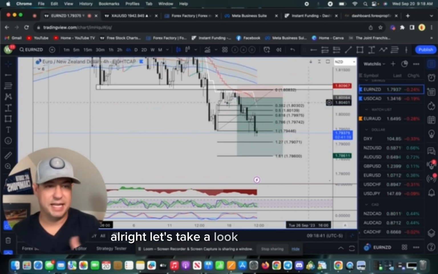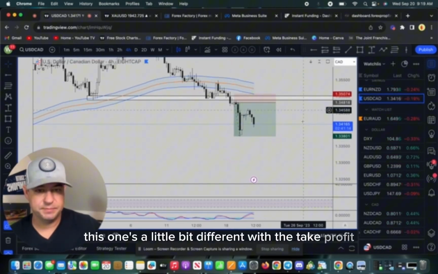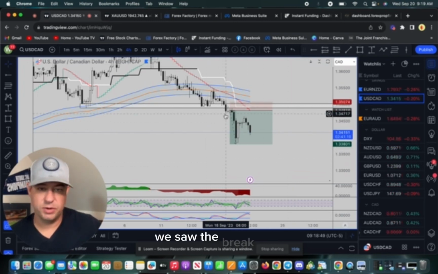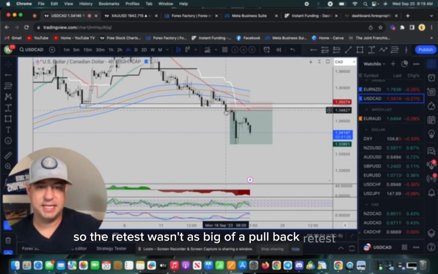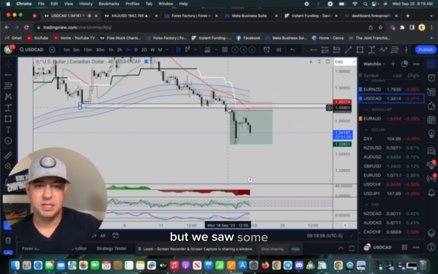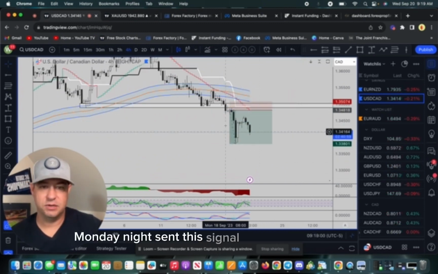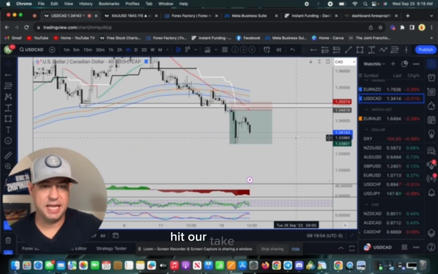All right, let's take a look at our USDCAD trade. This one's a little bit different with the take profit. I'm going to show you guys. Same thing, called this. We saw the break here. Saw the retest wasn't as big of a pullback retest here, but we saw some rejection candles and we got in, man. Monday night sent this signal and boom, got a huge 100 pip move, hit our take profit.